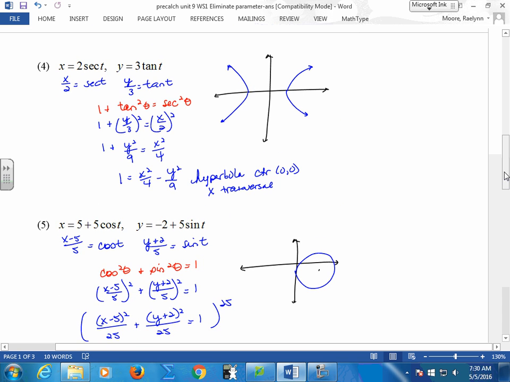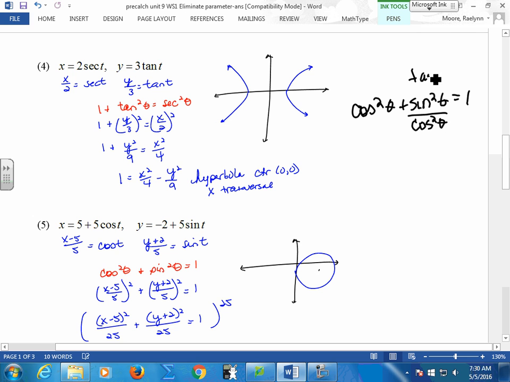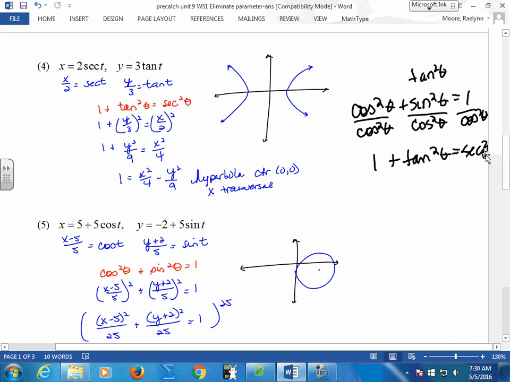Okay. This one you had to use your 1 plus tangent squared equals secant squared. Use your regular cosine squared plus sine squared. If you have a tangent, it will give you this part. Start like this. This is going to give you a tangent squared. So then just divide everybody by the cosine squared. So this gives you 1 plus tangent squared equals secant squared. Okay. There's a nice little hyperbola.